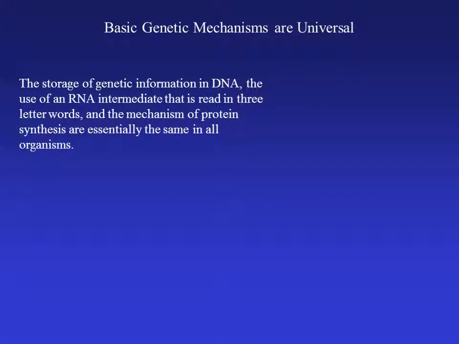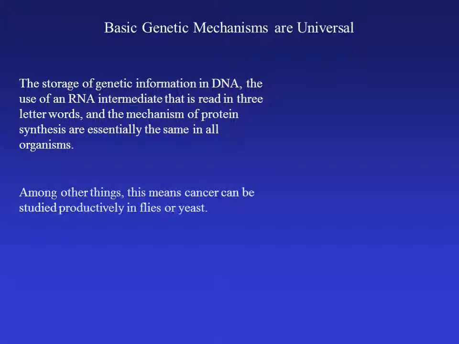So the basic genetic mechanisms are universal: the storage of genetic information in DNA, the use of an RNA intermediate that is read in 3-letter words, and the mechanism of protein synthesis are essentially the same in all organisms. This is key. This central dogma of biology, this is not just for animals, this is not just for plants, this is not just for fungi, this is not just for protozoans. This is also for bacteria, this is also for archaebacteria. All organisms have this same universal genetic mechanism. And among other things, this means cancer can be studied productively in flies or yeast.